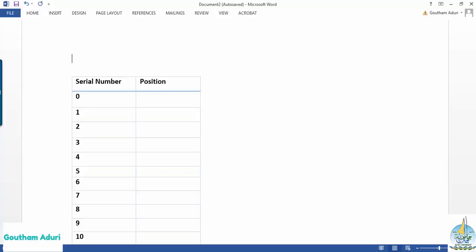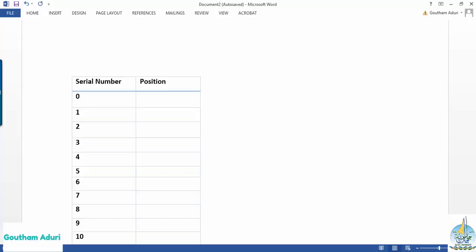For this one, I'll take one example and try to solve it. But before that, let me explain a few basic concepts. It will be useful for understanding these problems.